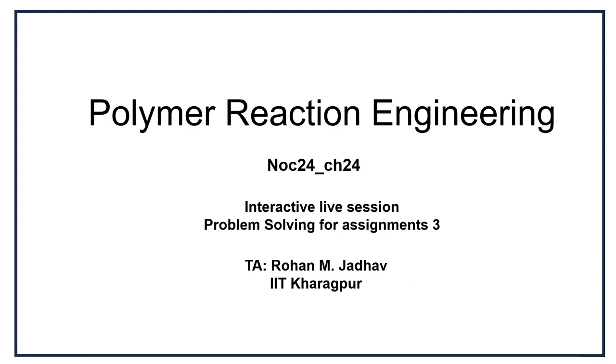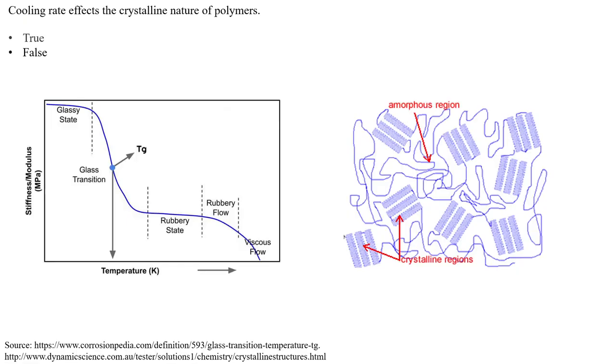So this is an interactive live session where we'll be solving a few problems which will be helpful for you to solve your assignment. So the first problem is: cooling rate affects the crystalline nature of polymers. So it's a true or false question.